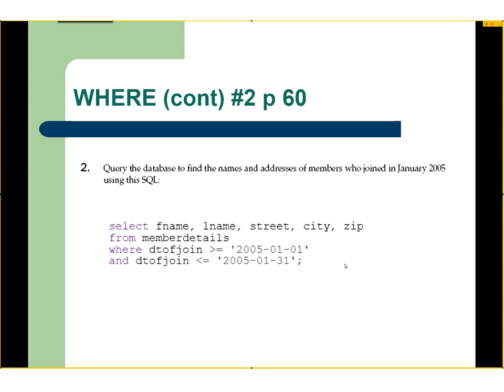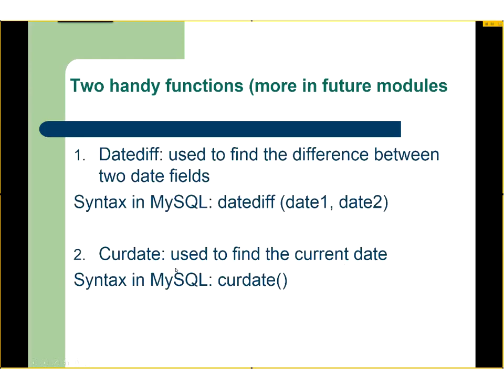So in this case, I want anyone who joined in January of 2005. And if you notice, we have date of join greater than or equal to January 1st and less than or equal to January 31st. Note that you cannot say where date of join is greater than this and less than or equal to this. You have to repeat your field name again every single time. Very similar to programming, if you're doing programming.